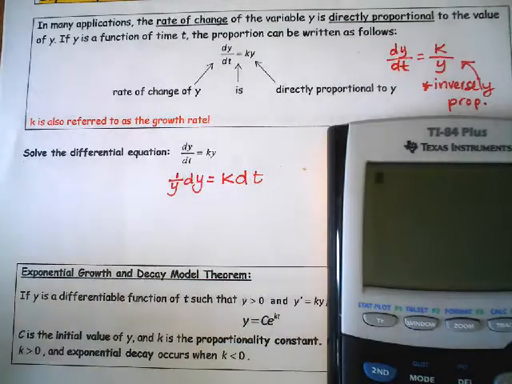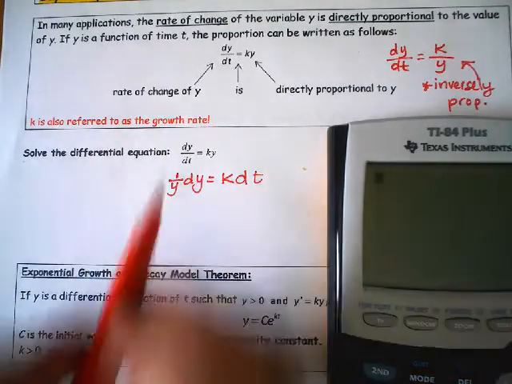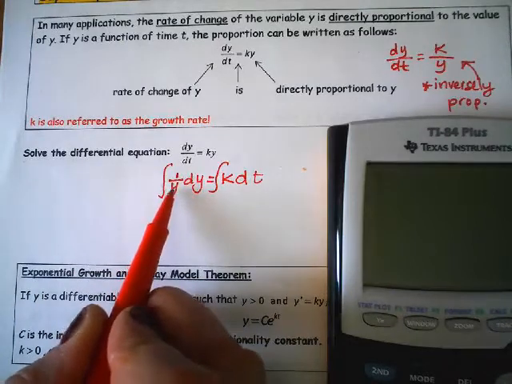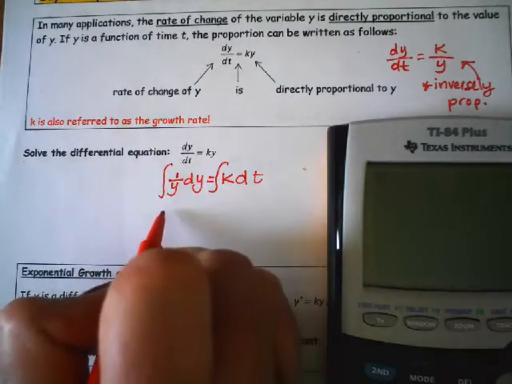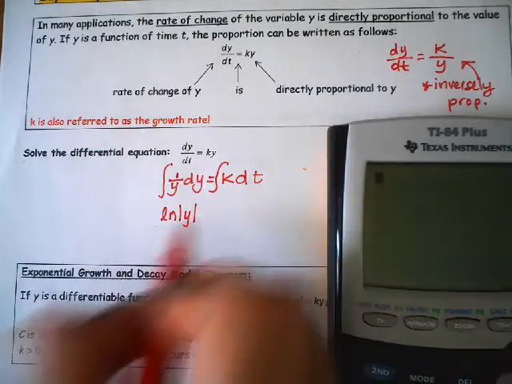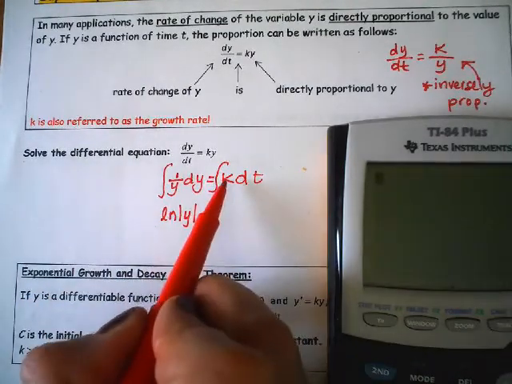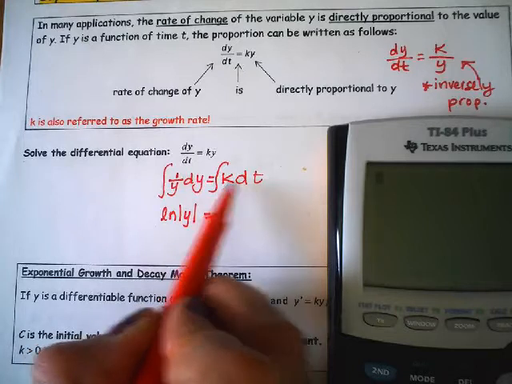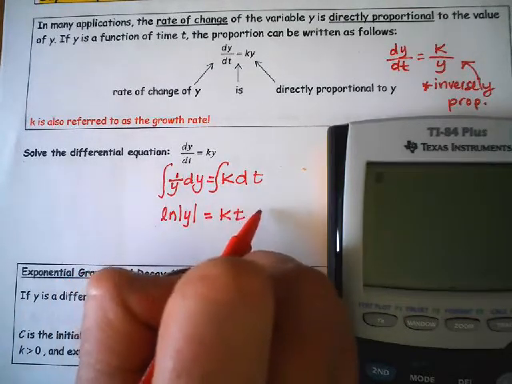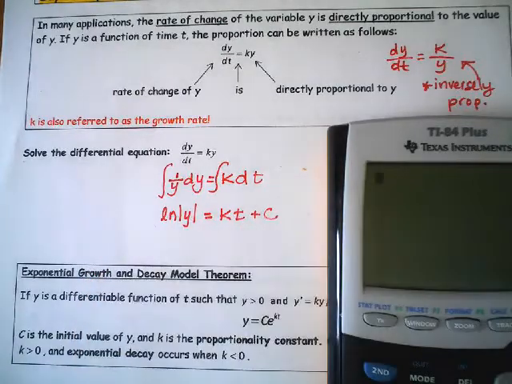So now I've separated, and now I'm going to integrate. So now just take the antiderivative of each side. On the left side, the antiderivative of 1 over y dy is the ln absolute value of y. Over on the right side, the antiderivative of k with respect to t is kt. I'm going to put my plus c on this side.